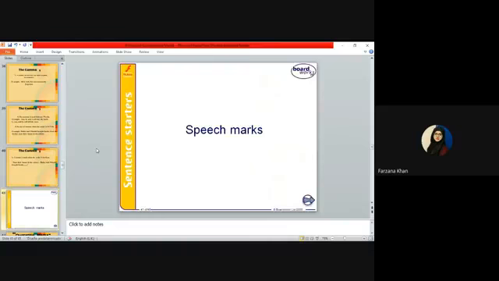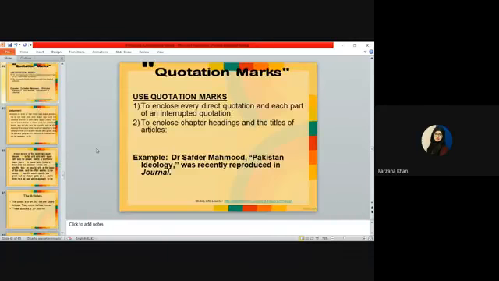Speech marks basically can also be called the quotation marks. Speech marks can also be called quotation marks. These can also be called the inverted commas. So there are basically two uses of the quotation marks.